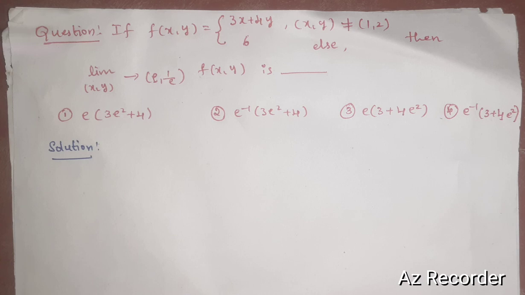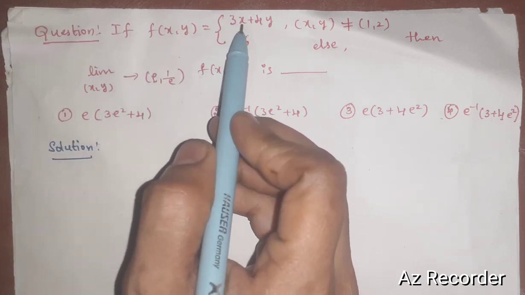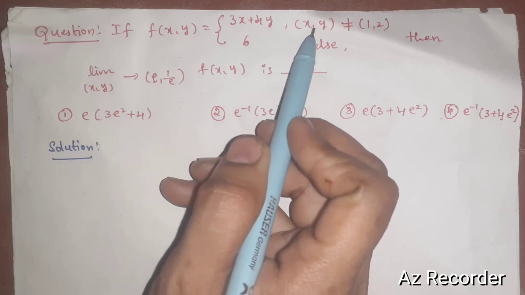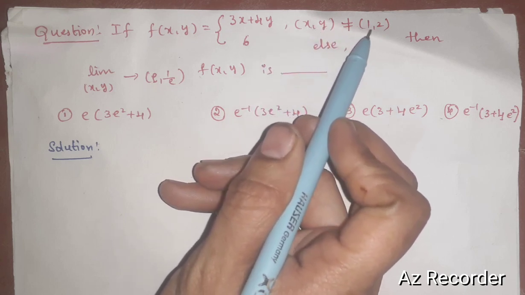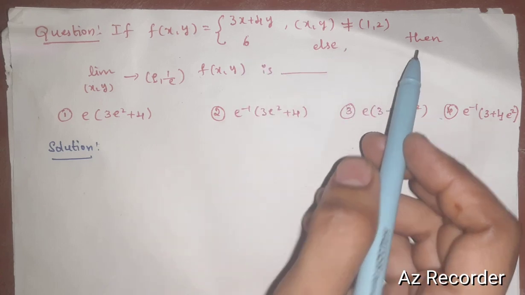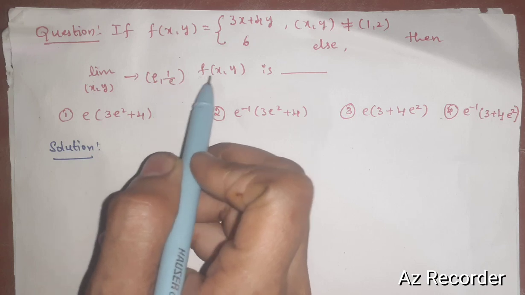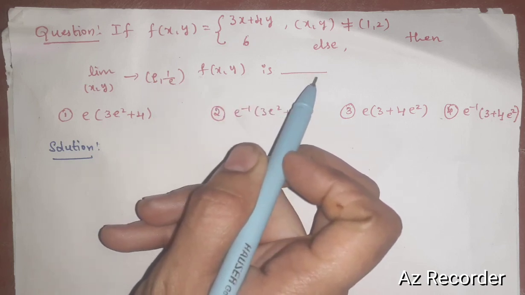Today we will discuss a question asked in the Rayachur Assistant Professor Examination 2024. The question is from Real Analysis. Question: if f of xy is equal to 3x plus 4y for xy not equal to 1, 2, and it is defined as x otherwise, then limit x comma y tends to e comma 1 by e of f of xy is dash.